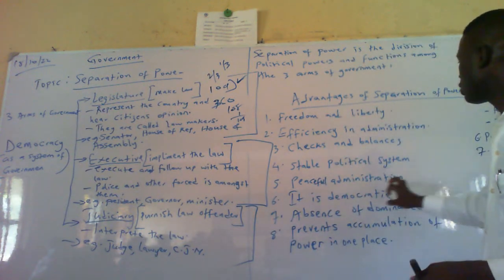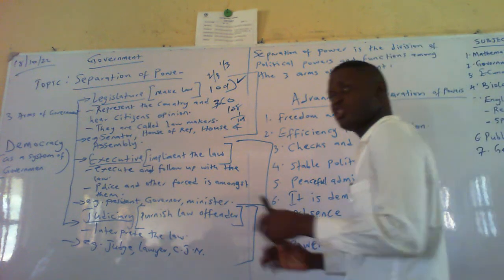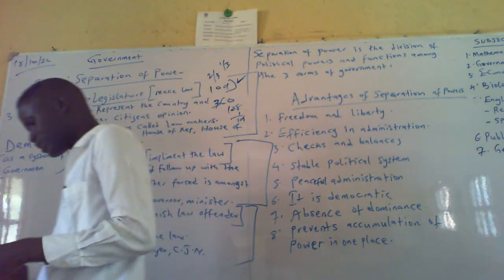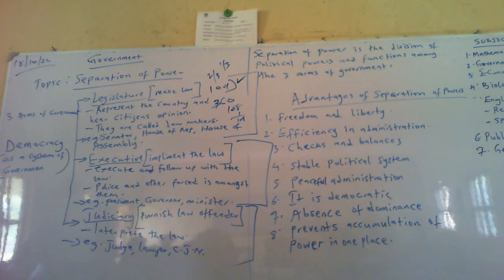There will be a stable political system. The political system will be stable. What we mean by political system is that our politics will be stable. After the election, there will be a transfer to another person, another government. There will not be intrusion of the military. The military will just come in and take over.